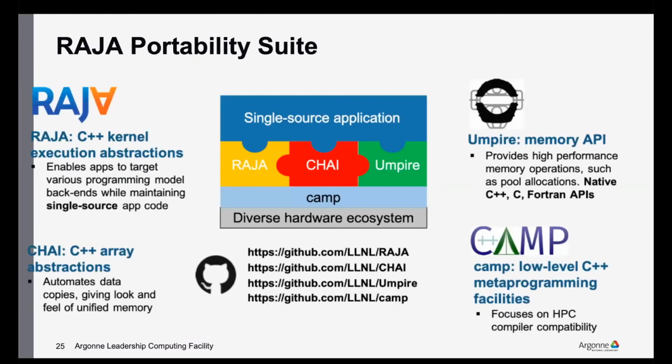Next, RAJA also has a wider suite of things. So RAJA, the core part that I'm going to talk about, is focused on kernel launch, and it doesn't have support directly for memory management. It expects you to do the memory management elsewhere. There's a few other projects in the wider portability suite, Chai and Umpire, which do memory management, or you can directly use the underlying programming model, but then you lose some of that portability.